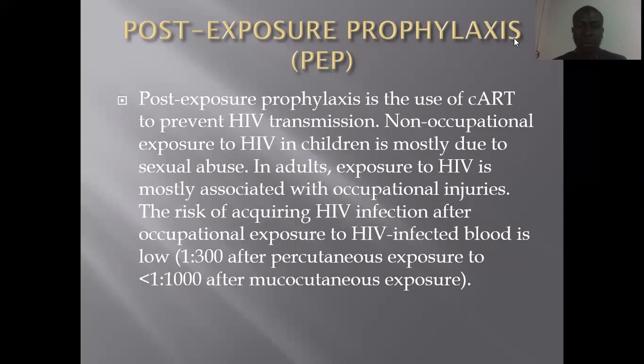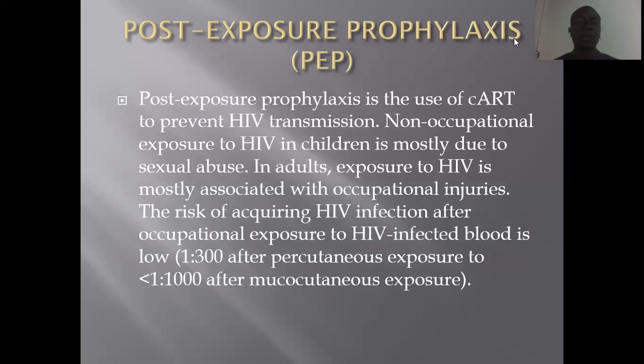Post-exposure prophylaxis step. This is after you have been exposed to infection. The use of post-exposure prophylaxis is to prevent HIV transmission. After you've been exposed to somebody you think has HIV, or to somebody who has HIV, you can start taking the medication. Non-occupational exposure to HIV in children is mostly due to sexual abuse. So you can use it.